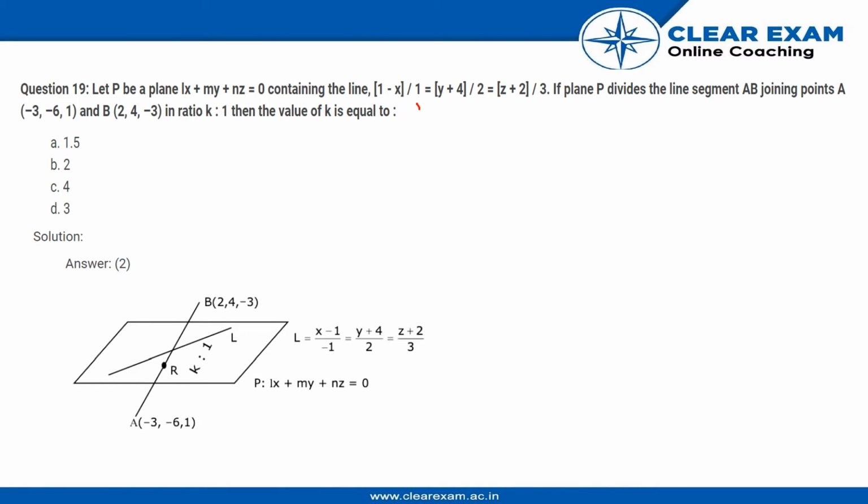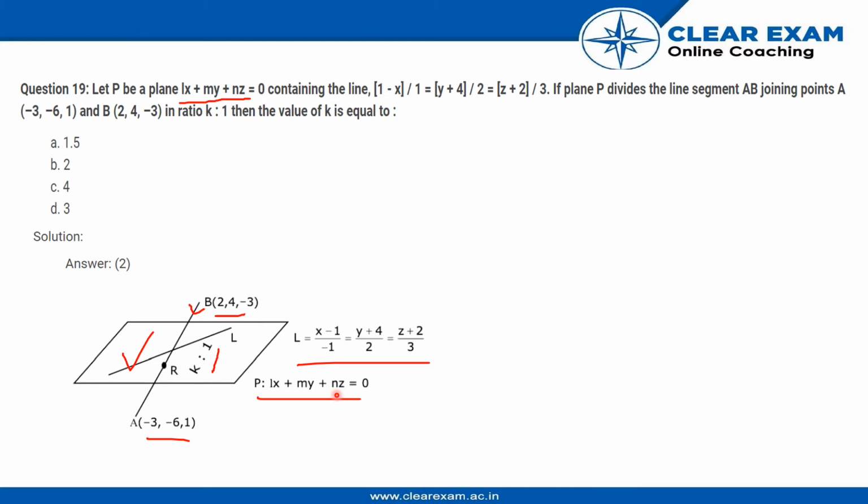So here we have this line lying in the plane Lx + My + Nz = 0. This is segment AB with these points, and we have the k:1 ratio, the equation of the plane, and the equation of the line. We know that the line lies on the plane, so the direction ratios can be put in the plane to get the values. The direction ratios also give us another point on the plane, so we put -1, 2 and 3 in the plane and get an equation in terms of L, M and N.